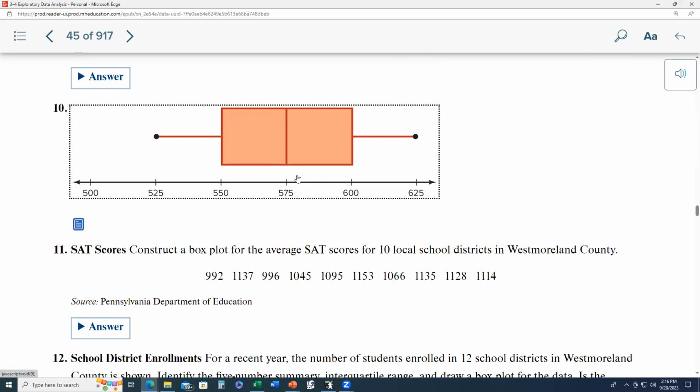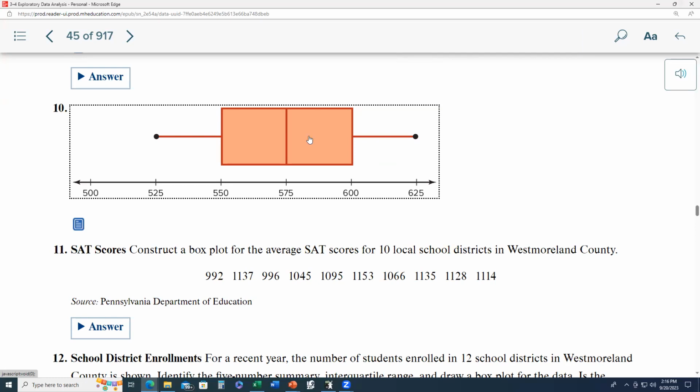575. 575. And what would be the third quartile or the 75th percentile? Looks like about what, 600? And what would be the maximum value in the data set? 625. All righty. See that? Does it appear this data set is symmetric or is it skewed? And if it's skewed, is it right or left skewed? What do you think?